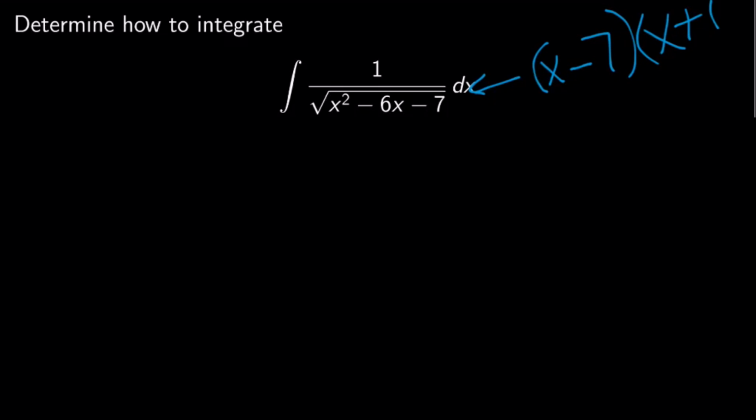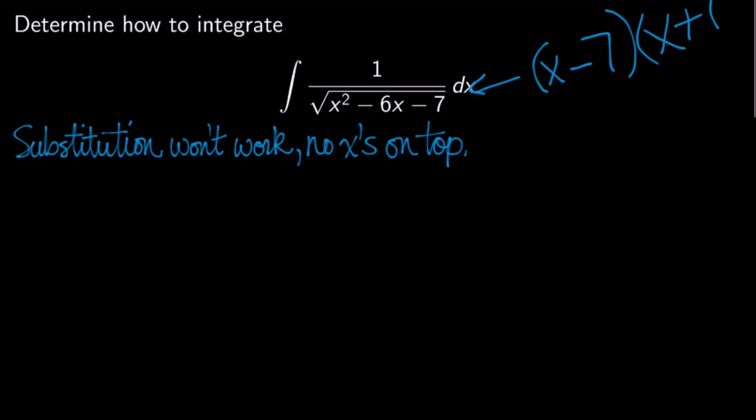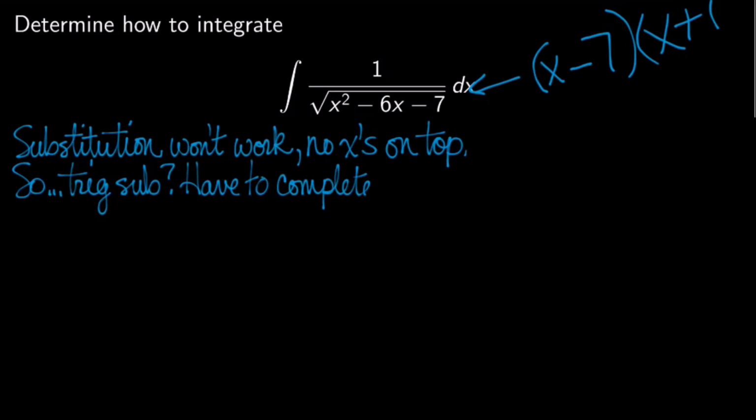So substitution is not going to work because there's no x's on top. You can't substitute u equals x squared minus 6x minus 7. Partial fractions won't work. Maybe we could try trig substitution, because remember in that section we had a whole bunch of integrals where there was an a squared minus x squared under a radical. Fine, we can try this, but we have to complete the square first to make that expression look right. Factoring it in this way is not going to cut it. It has to look like exactly the right form. This is what that looks like.